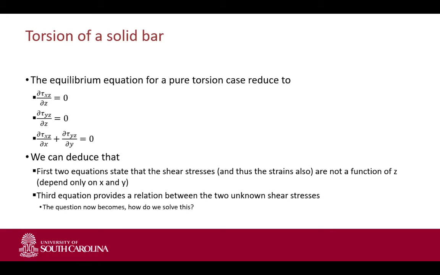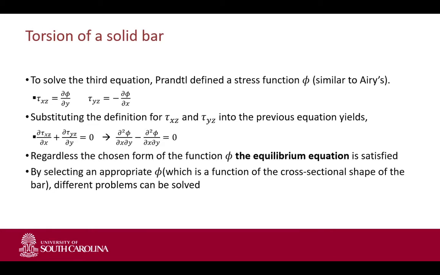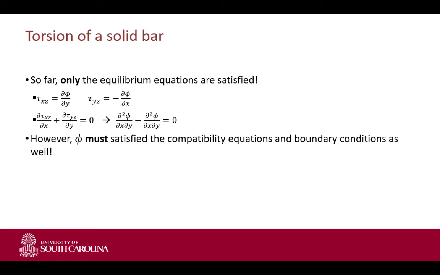To do so, we introduce a Prandtl stress function phi of x and y, and the assumption that we make is that d phi dy is equal to tau xz, and tau yz is equal to the negative of d phi dx. So regardless of which function phi you define or assume, the third stress equilibrium equation will always be satisfied, just by the manner of how it is defined.